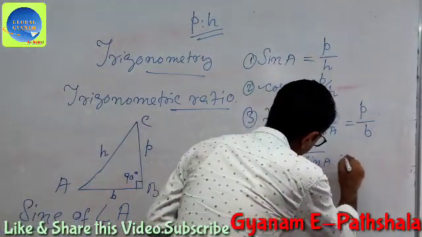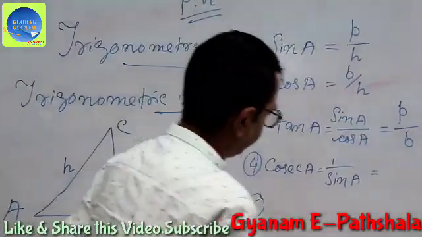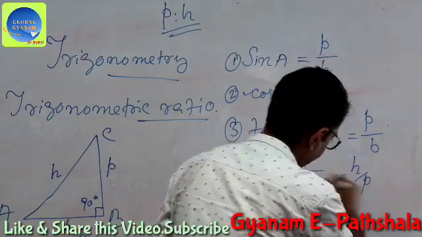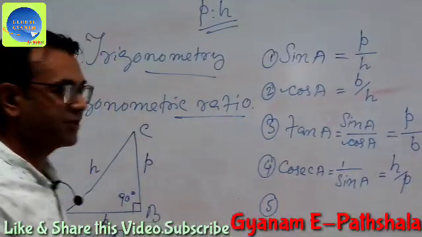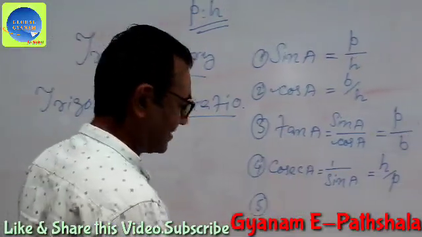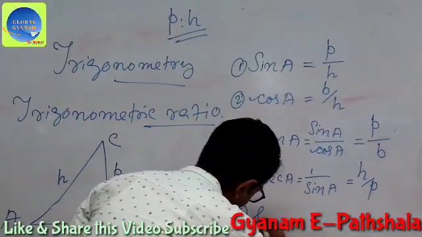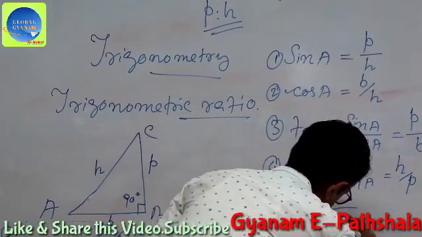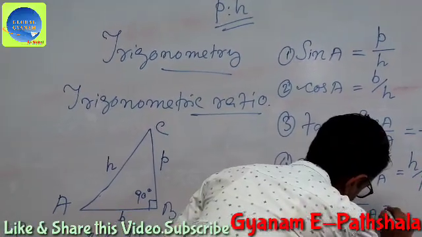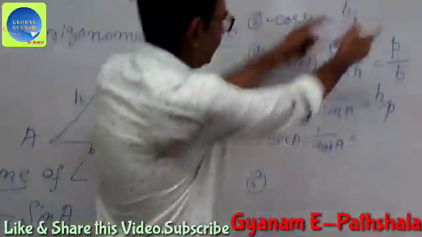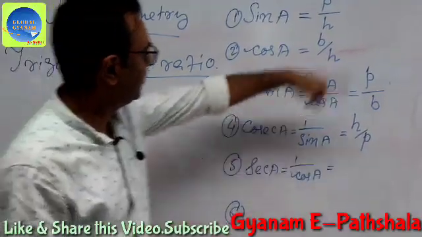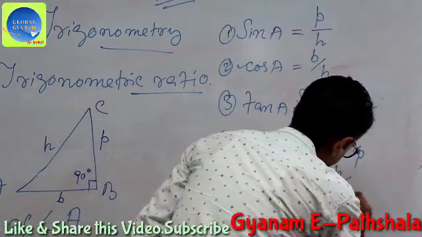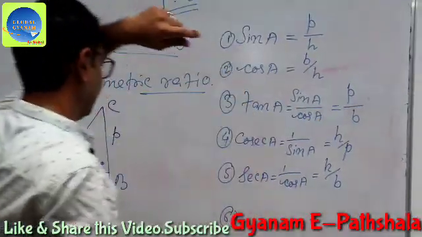This 1 by sine A is just the reciprocal, H by P. Small p. We come to the reciprocal of cos A, 1 by cos A. That's sec A. It's looking complicated, but actually it's very simple. 1 by cos A, you transfer h to b and b to h. It becomes H by B. The reciprocal of cos A.